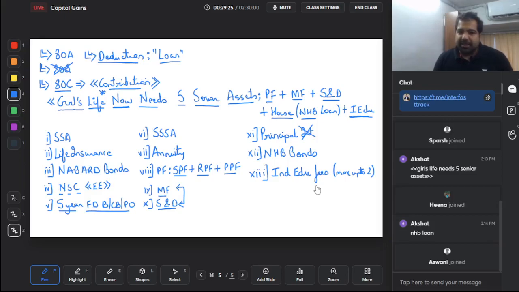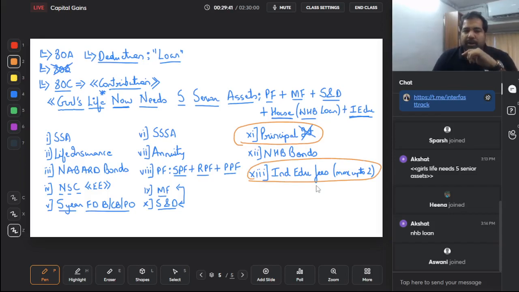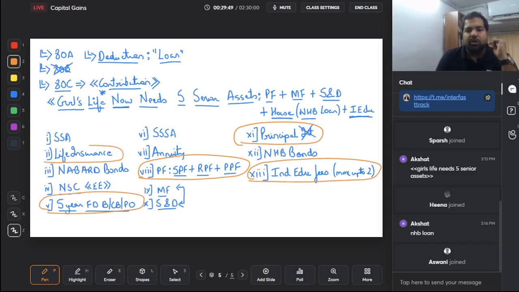So this is the list. I'll tell you what is most common in the exam. This one, principal repayment, is very important. So we'll talk a little more about that. Indian education is very important. We'll talk a little about that. Provident fund is very important. We'll talk a little more about that. 5-year FD is very important. We'll talk a little. And life insurance is the most important. I'll make 2 circles next to it because it's the most important deduction.